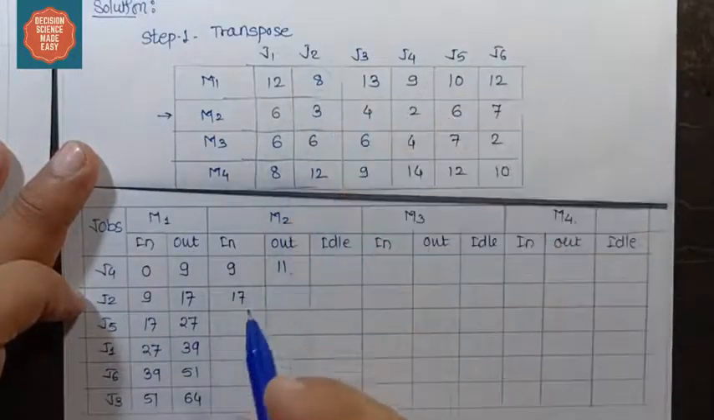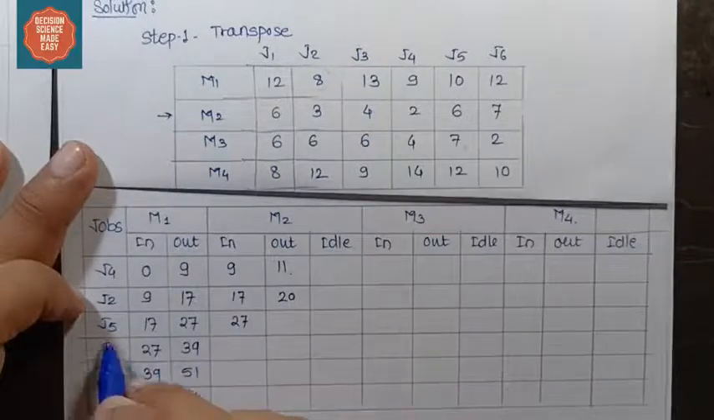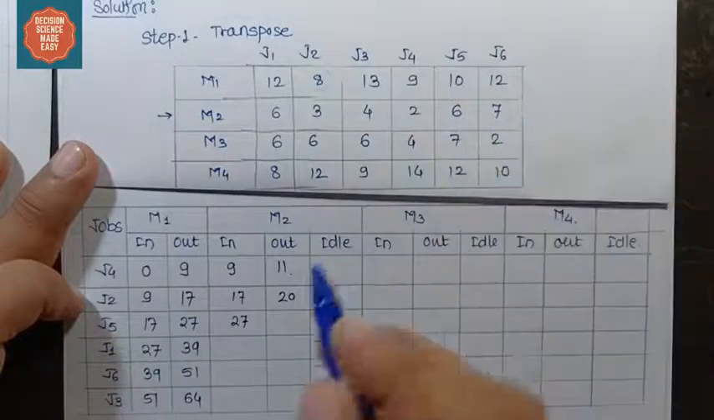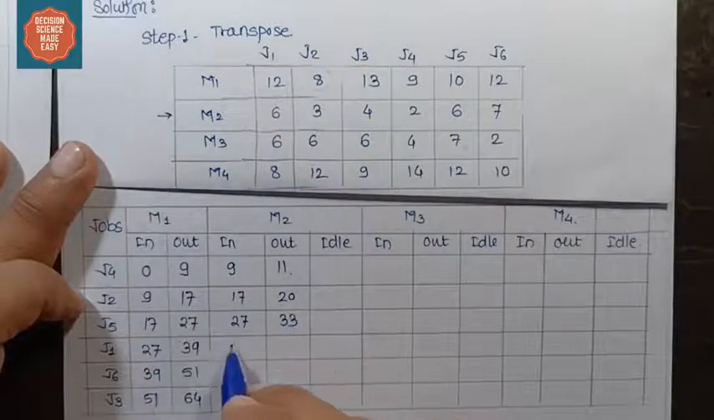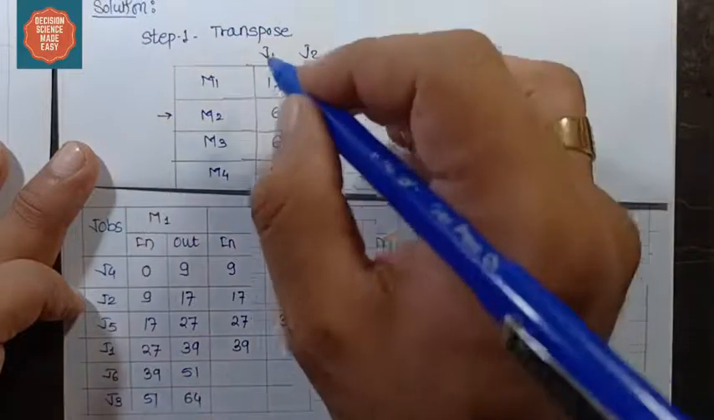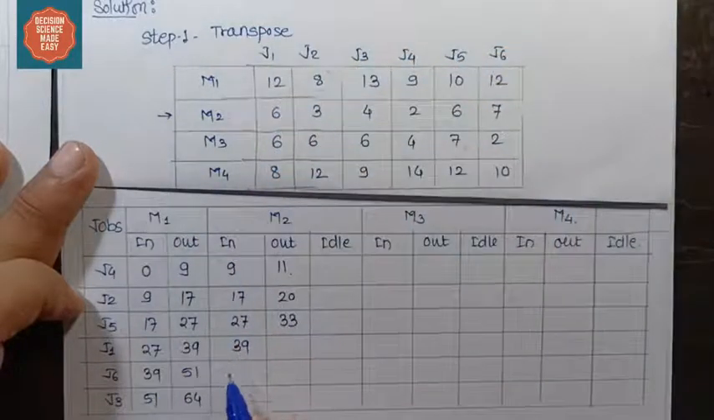So 17 plus 3 becomes 20. Again see 20 and 27, the highest is 27. J5 is 6, so that is 33, and compared with 39, I'm going to select 39. J1 is 6, so 39 plus 6 is 45.